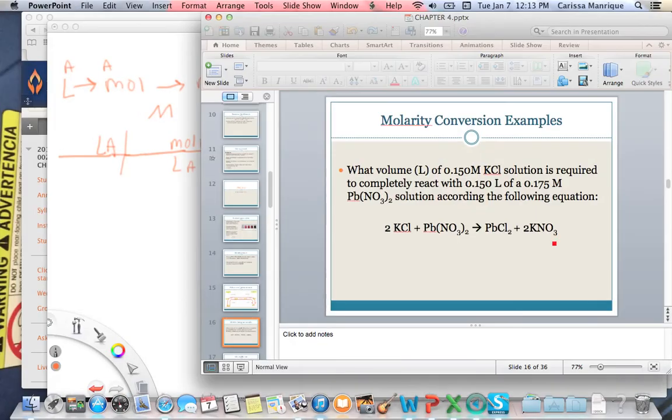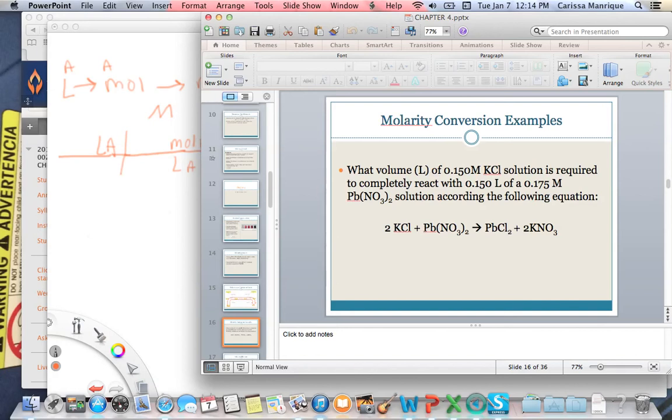And let's look at the mole-to-mole ratio. So we're looking at KCl to lead nitrate. So these two right here, because that's what it says. This to this. So there's 2 KCl per 1 lead. So just remember that. We'll come back to that.